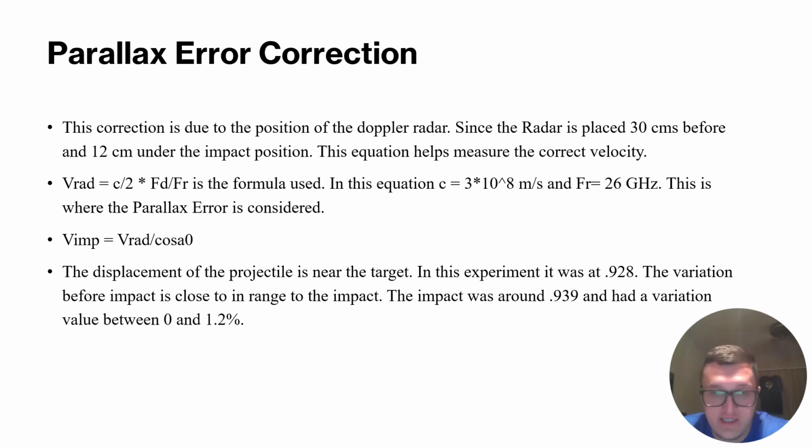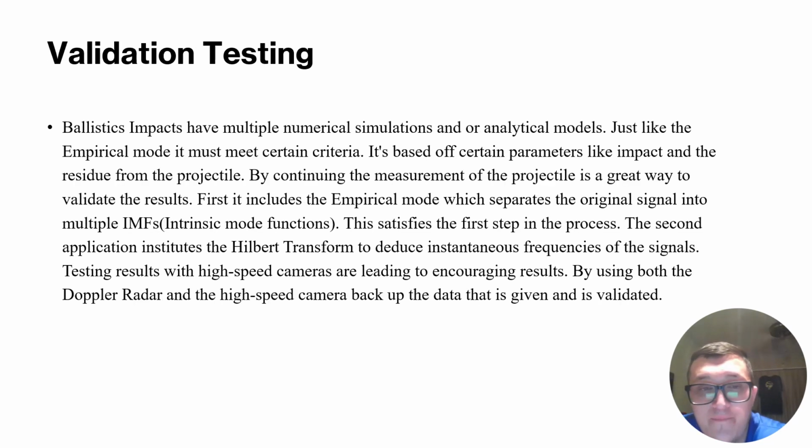The next one that they use is called the parallax error correction. This is the second step. This second step is the most mathematical, and it's able to determine the displacement of the projectile. In this case, they had the intended target as 0.928. The variation was about 0 to 1.2%, and it missed its intended target by 0.011. So the impact was about 0.939. This is all in millimeters. So it has that discrepancy a little bit, but it was pretty much on spot.